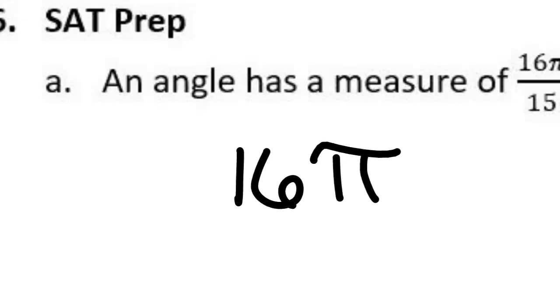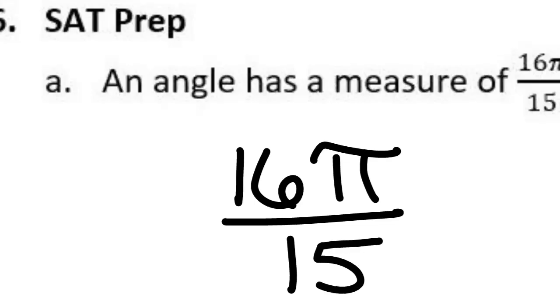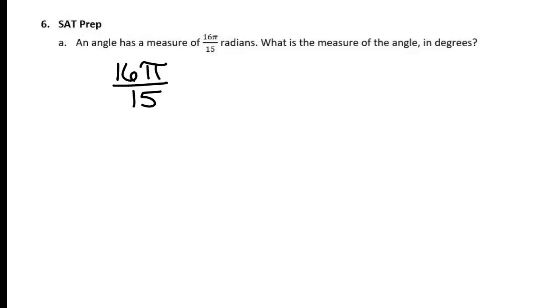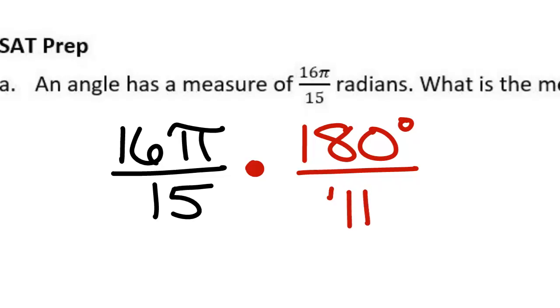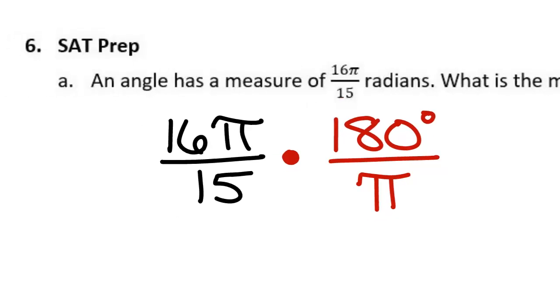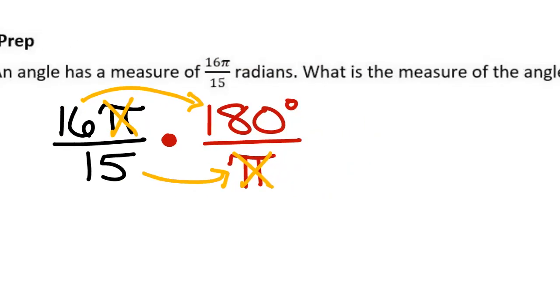16 pi over 15. If you want to convert that into degrees, you multiply by the fraction 180 degrees over pi. When you multiply fractions together, if anything is the same on top and bottom, they cancel out. So the pi on top here cancels with the pi on bottom here. And so then we multiply numerator to numerator and denominator to denominator.